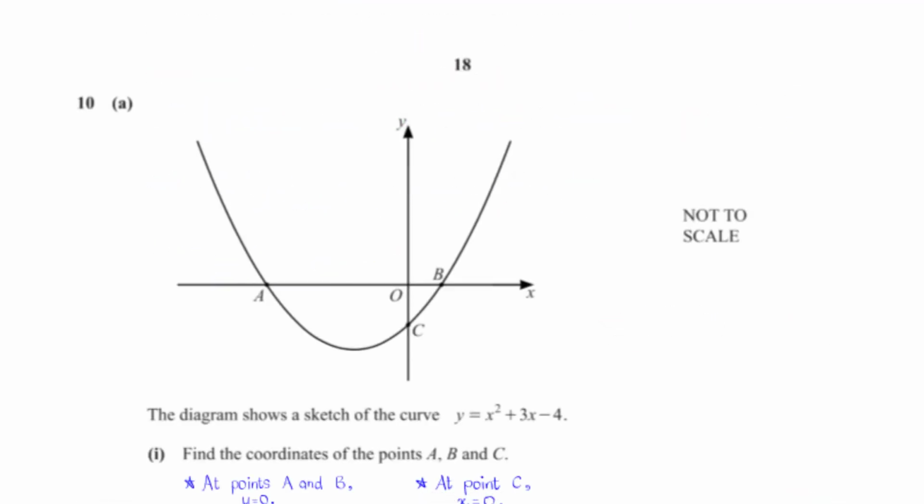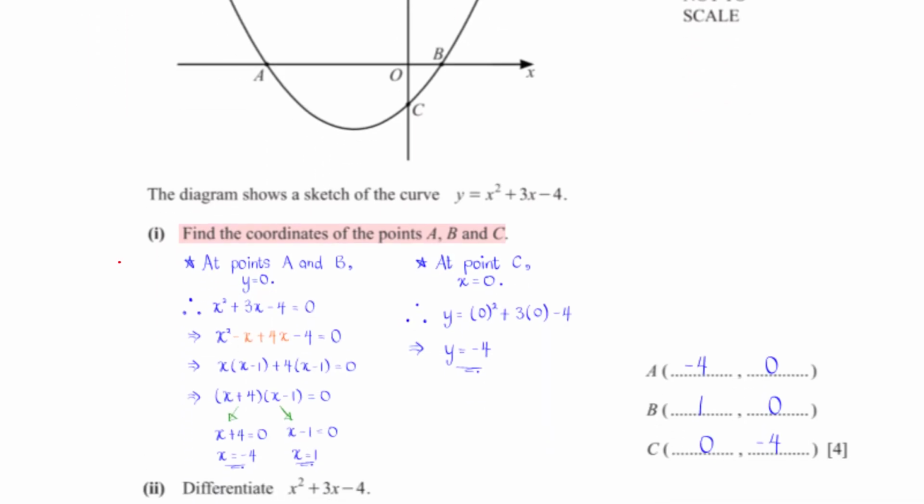The diagram shows a sketch of the curve y is equal to x squared plus 3x minus 4. Find the coordinates of the points A, B, and C. The y-coordinates of points A and B are 0. And so when we substitute y is equal to 0 into the equation of the curve, we have x squared plus 3x minus 4 is equal to 0.